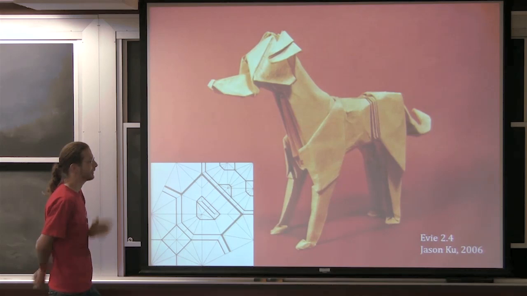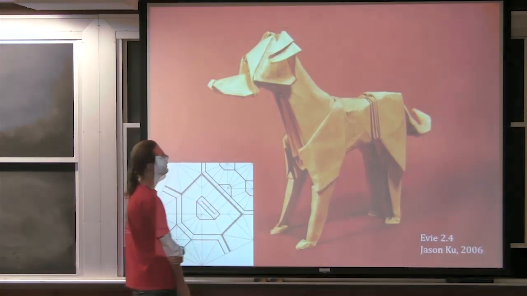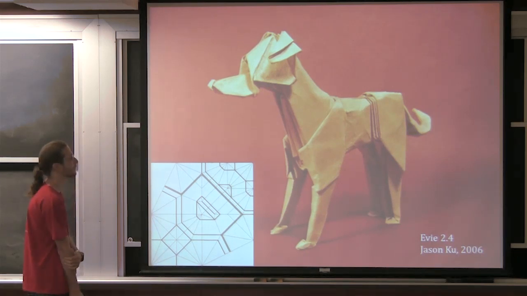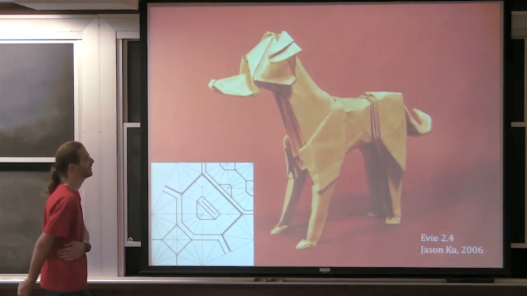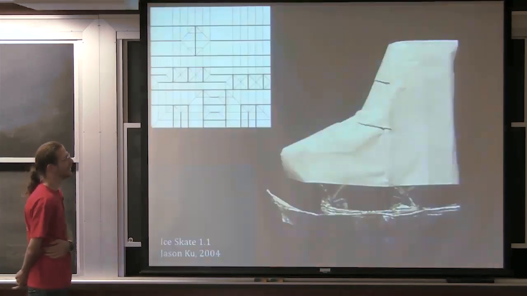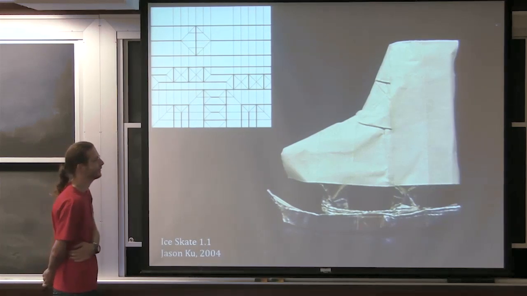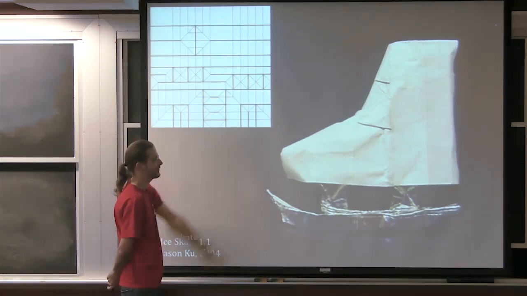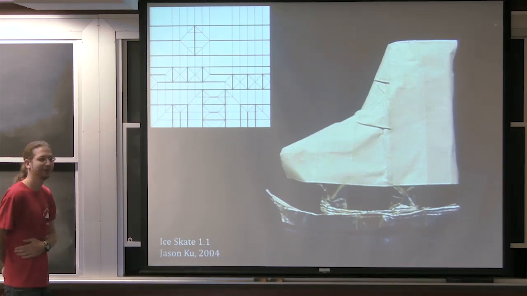We're going back in time, so this is when Jason was just starting at MIT as an undergrad, I believe. This is the dog of someone who works at the admissions office, as I recall. And this is one of his earliest models, 2004. I think it's pretty elegant. One ice skate with color reversal. So that was Jason for fun.